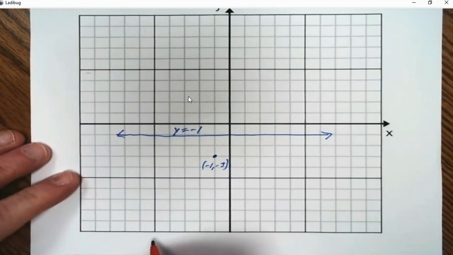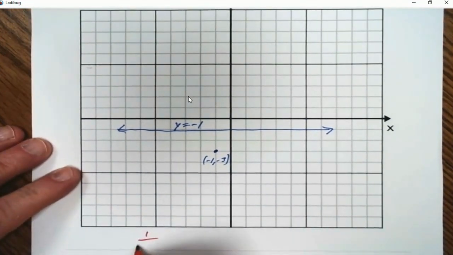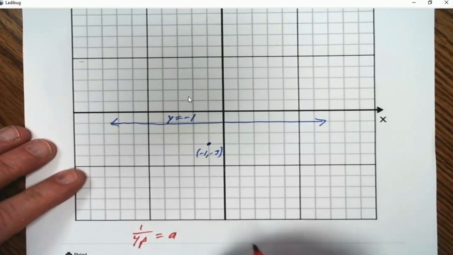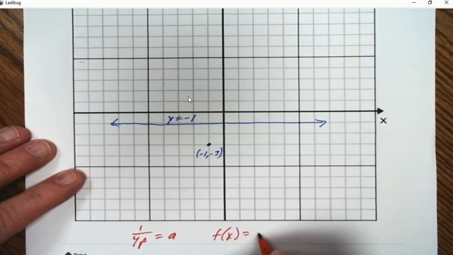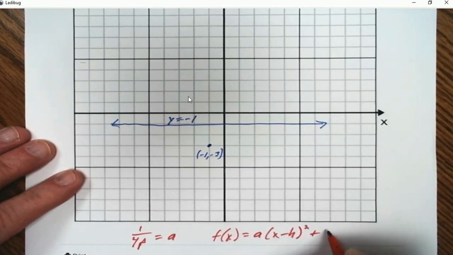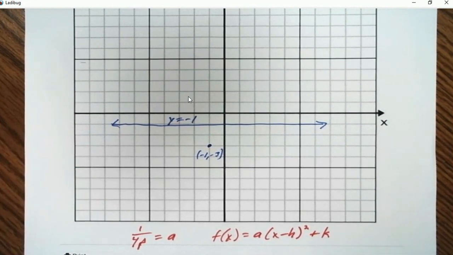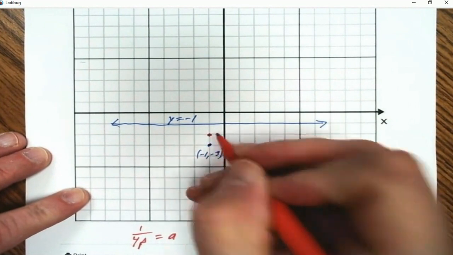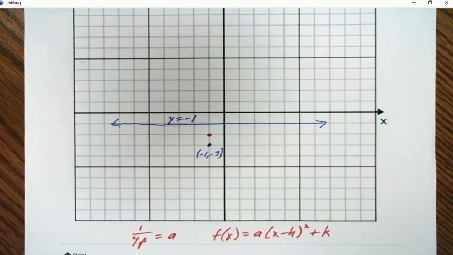I'm going to put this equation down here: 1 over 4p equals a. And then we also have f of x equals a(x minus h) squared plus k. All right. Bethany says it's at negative 1, negative 2. Where would that be? That would be right here. Do you agree? Who agrees with that? Who disagrees with that? Who thinks it's somewhere else?